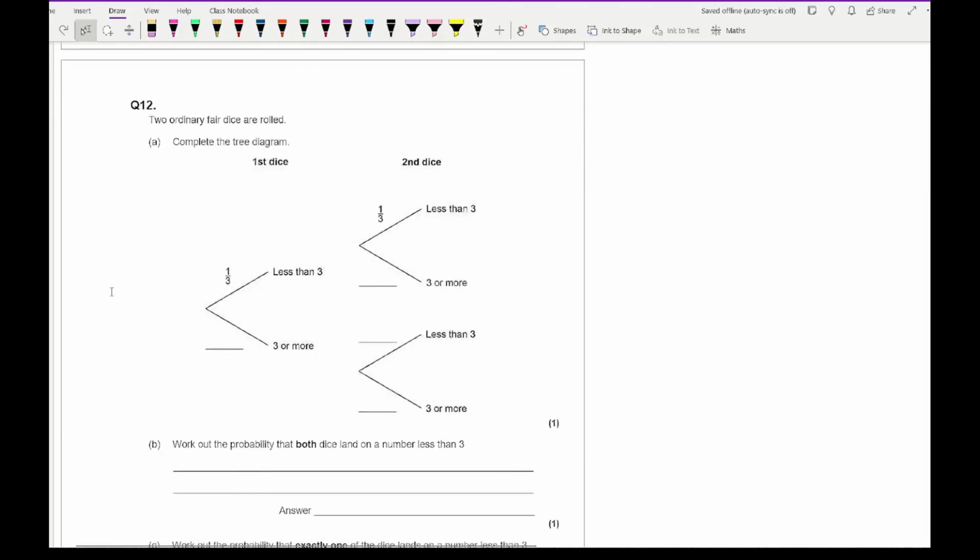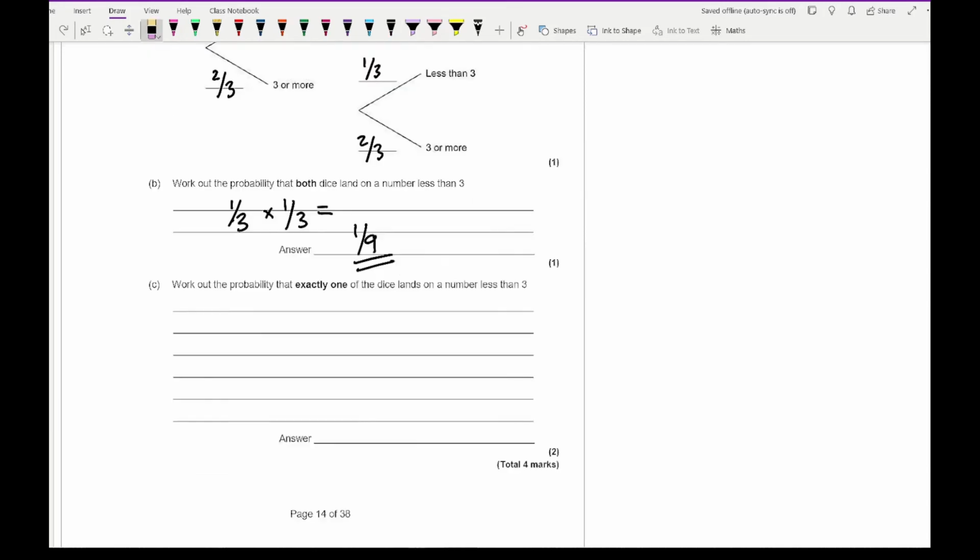Then moving over to question 12, it says 2 ordinary fair dice are rolled. It says complete the tree diagram. So if it's 1/3, then this is going to be 2/3. This is going to be 2/3. That's 1/3, and that's 2/3. It then says work out the probability that both dice land on a number less than 3. So I'm looking at 1/3 for the first one, and then the second one is 1/3, and working that out gives me 1/9.